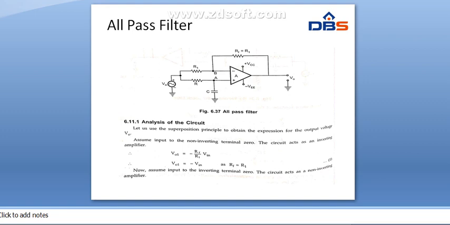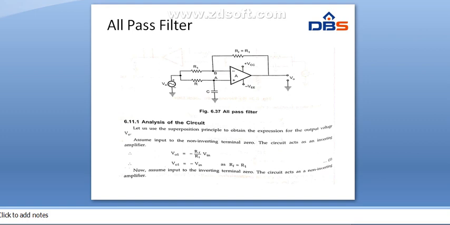So see the circuit diagram of all pass filter. The input is applied to both inverting and non-inverting terminals. The filter which is used to control the phase response by adding a phase shift between input and output signals is called as all pass filter. So see the analysis of this circuit. Use the superposition principle to obtain the expression for the output voltage V0.